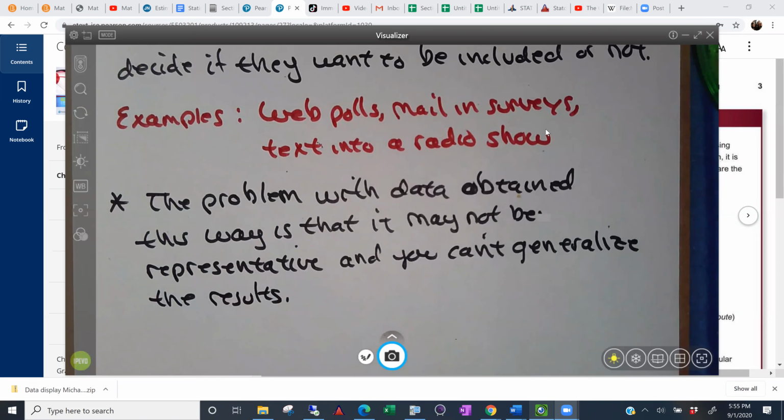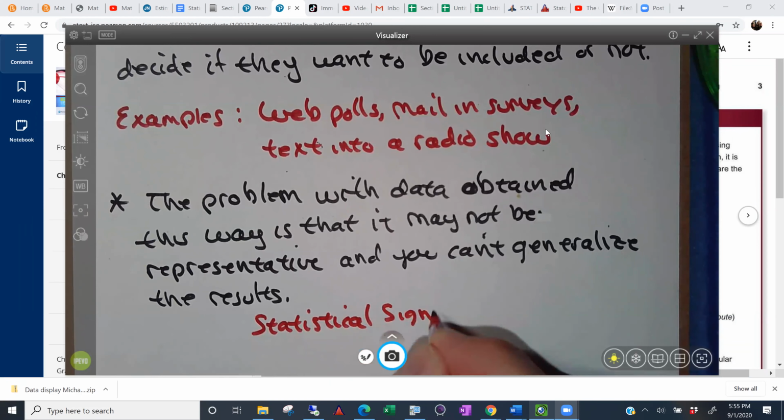Okay. So we're going to want to avoid voluntary response or self-selected samples as much as we can. Because typically speaking, if you have garbage data, no amount of statistical torture is going to save that data. So let me start, in terms of at least a couple problems, with something a little bit different. It's statistical significance versus practical significance.